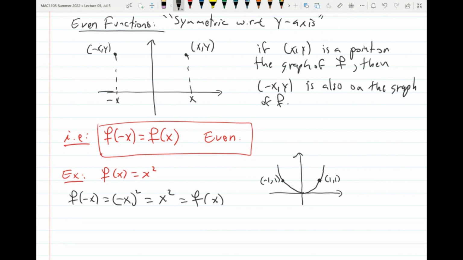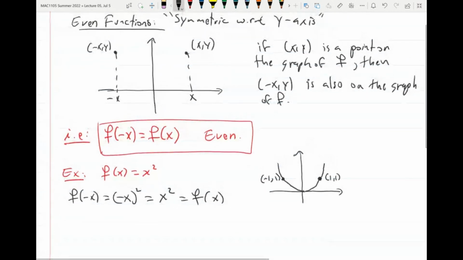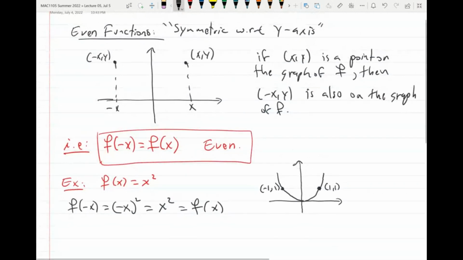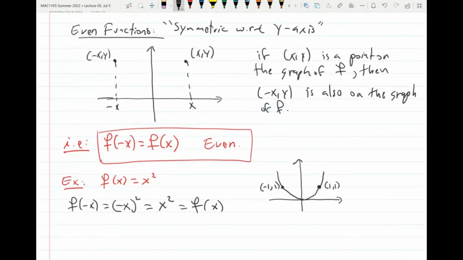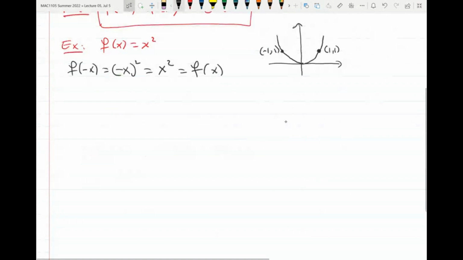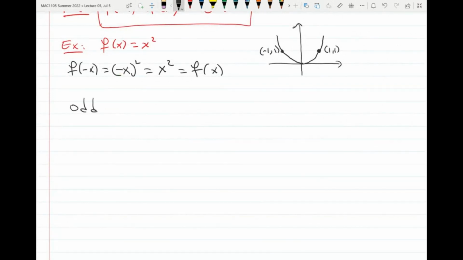Okay? But in this case, we managed to simplify and get back to the original formula, so f of negative x equals f of x. So it's even. Questions? Okay, so now let's talk about odd functions. What do we mean by an odd function?